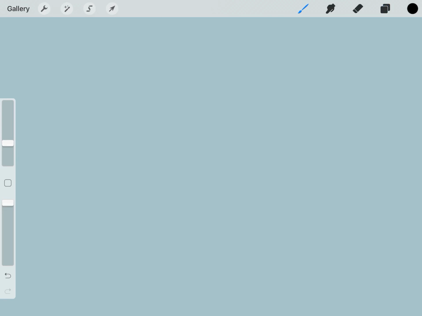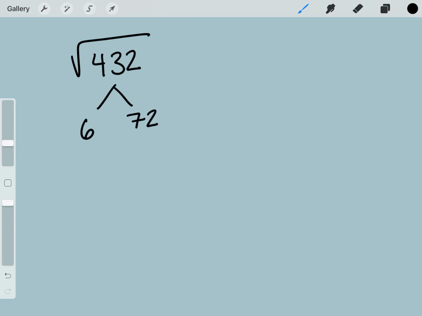All right, moving on to the last one, which was the square root of 432. 432, big number, totally, but we can break it down a couple different ways. Yes, it's even, so I could break it down into 2 and something, but I happen to know that 432 breaks down into 6 and 72, so that makes it a little easier than continually working with humongous numbers. So I'm going to take 6 and break it down into its factors of 2 and 3. Both of those are prime, so I can stop there.